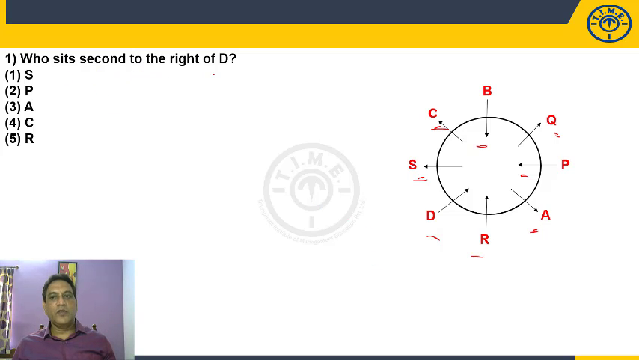Who sits second to the right of D? D is facing inward. Right is anti-clockwise direction. Second to the right of D is A. That is choice 3.